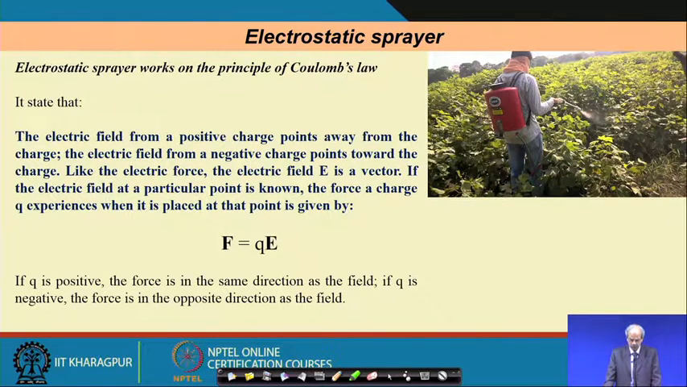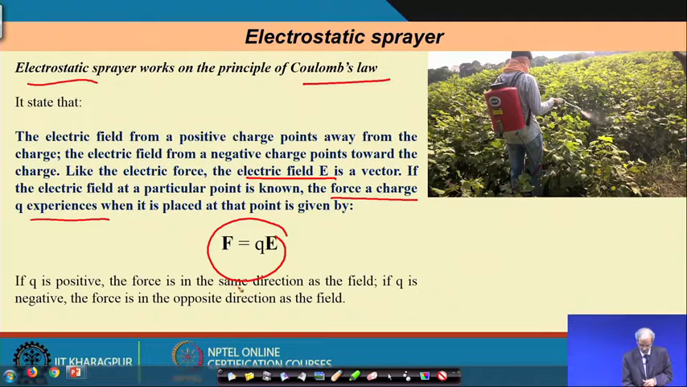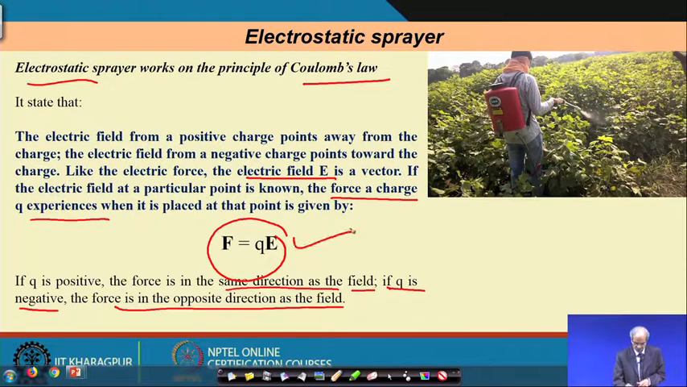These could be manually carried spraying equipment, but then some sort of safety must be provided to the operator. Now, the electrostatic sprayer works on the very simple aspect of Coulomb's law. A charge Q experiences a force in an electric field. If Q is positive, the force is in the same direction as the field. If Q is negative, the force is in the other direction. On this basis, you are in a position to create the electric field.